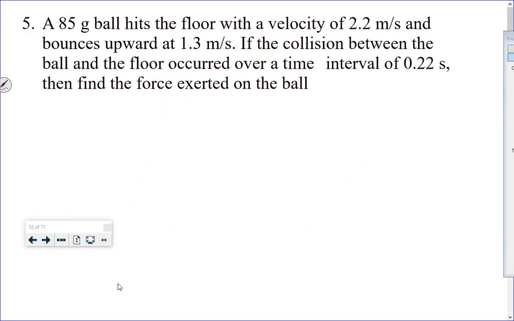Number 5, an 85-gram ball hits the floor with a velocity of 2.2 meters per second and bounces up at 1.3. There is a bit of a lie in that first sentence, and this isn't a mistake on my part. This happens on exams from time to time. If the velocity is 2.2 meters per second and it hits the floor with that, we need to know that that is a negative velocity. It's 2.2 meters per second down. The collision between the ball and the floor occurs over 0.22 seconds. What's the force on the ball?